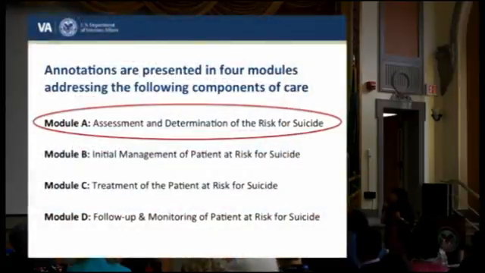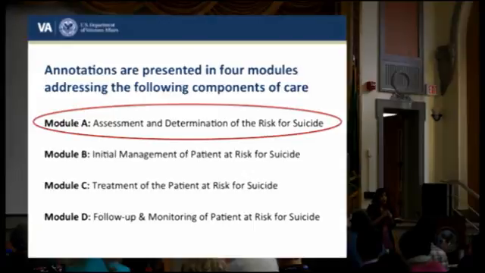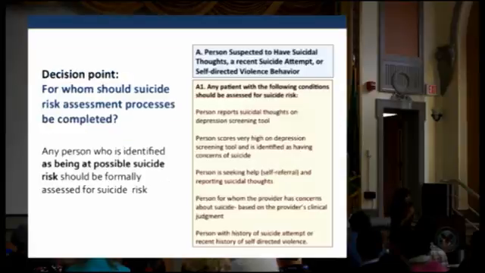But we're really going to be focusing on Module A. We're going to get into some of the other modules, but very specific practices in all the other modules. Safety planning, for example, is going to be in Module C, and we're going to spend a good portion of the afternoon going over that. But for this portion, we're really focusing on risk assessment.